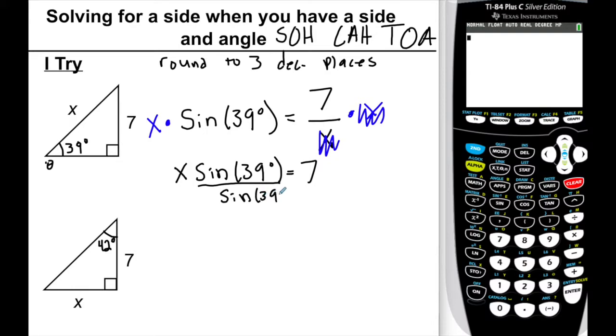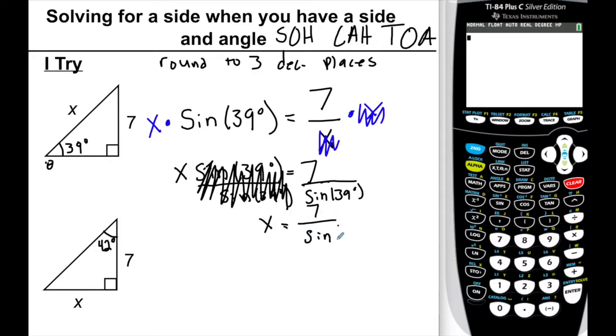And look, sine 39 is likely an irrational number. It's going to go on forever. It's not going to have an exact value like that. But yet, we know that we can still divide, and if you divide it by itself, regardless of what it is, you're still going to get 1. So what we get is that x is equal to 7 over sine of 39.